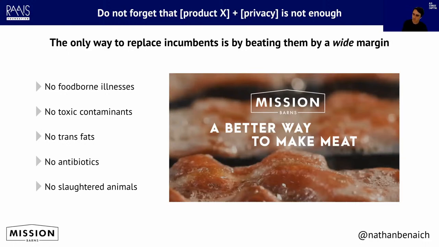What's amazing here is that they've developed a product that has essentially taste and texture parity with bacon, but provides a number of benefits over real bacon: no foodborne illnesses, no toxic contaminants, no trans fats, no antibiotics, and no slaughtered animals. So this is a way that you can replace an incumbent, providing the same product, but 10x better.